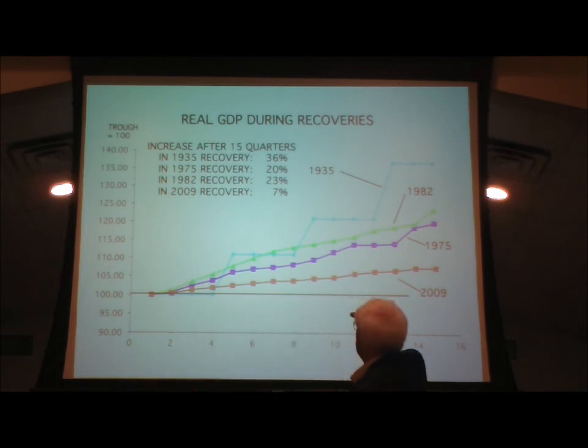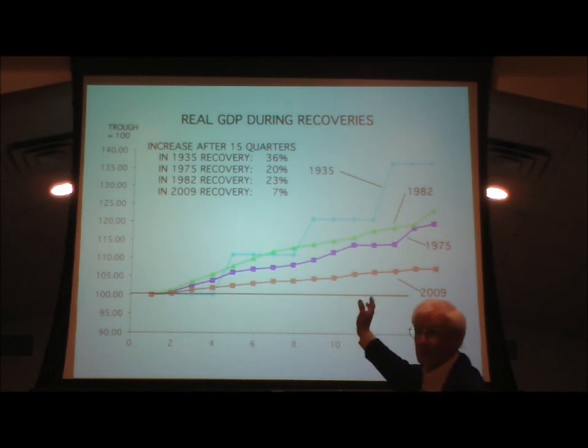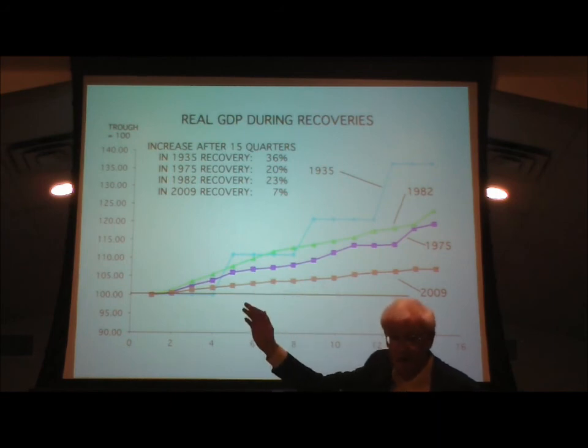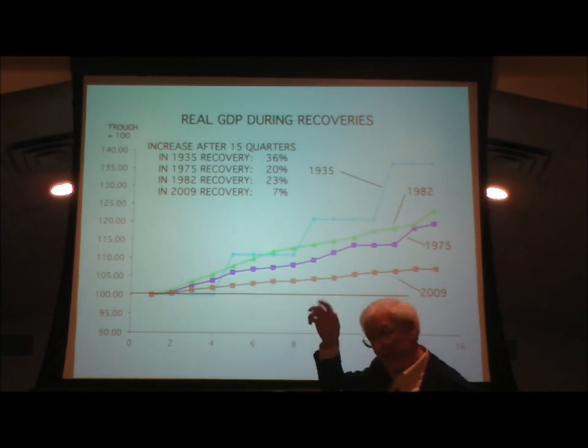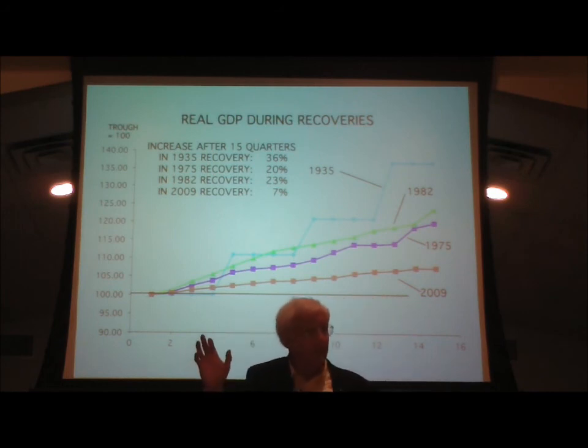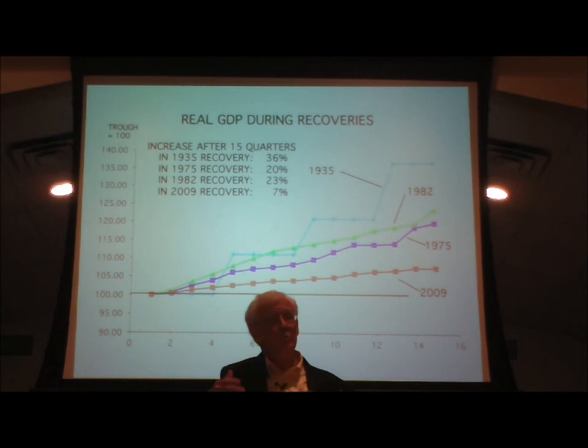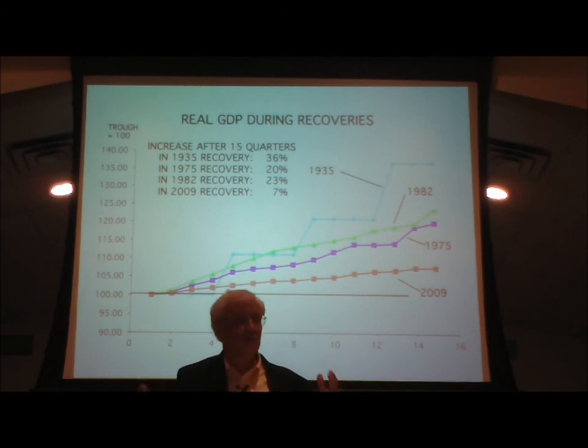Compared to 82, if we were recovering today at the same pace we were in 82, the GDP would be $3.6 trillion higher than it is now. So if you think about the concept of opportunity cost, in order to do one thing, you have to give up something else. What the recession has cost us is this output that we have not been able to produce.